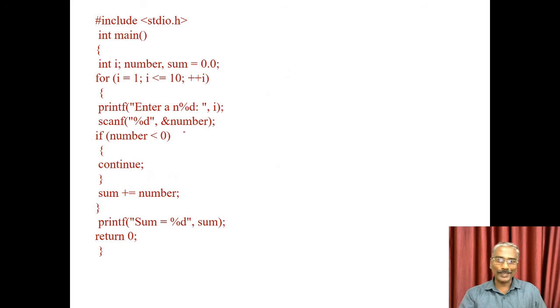Now let us take the same example. You have to sum up all the positive numbers, and if you are entering negative numbers, what happens in this program with continue? So first you are declaring all the variables here and the for loop will start from here, and in the next printf statement you are getting the number from the user.